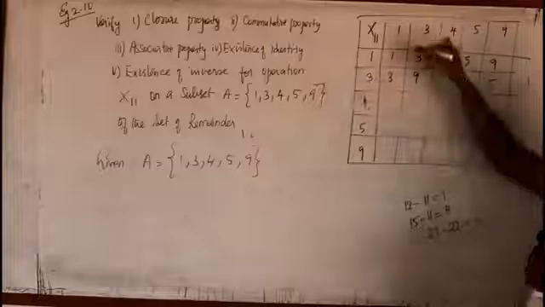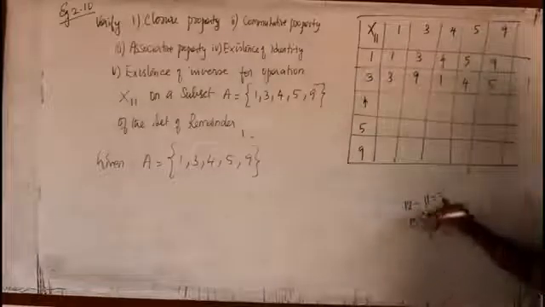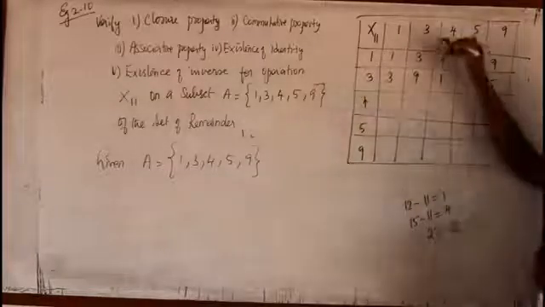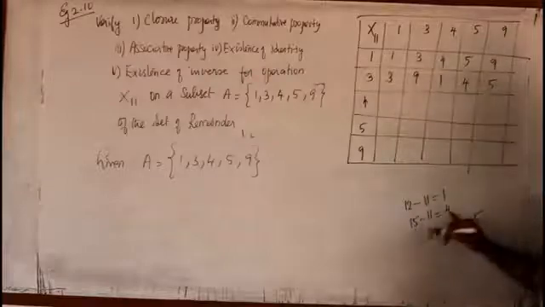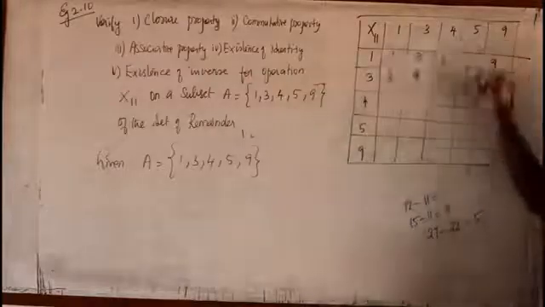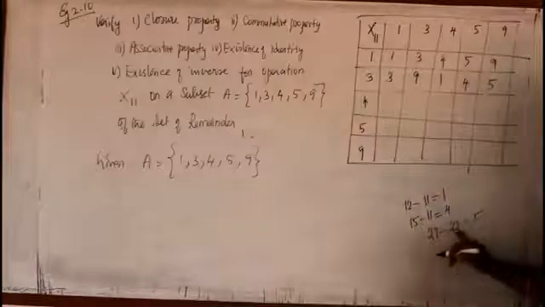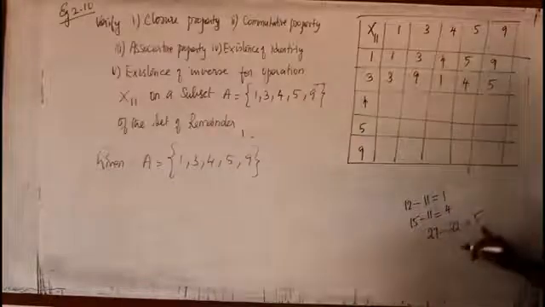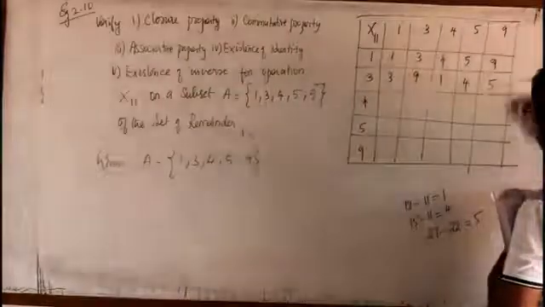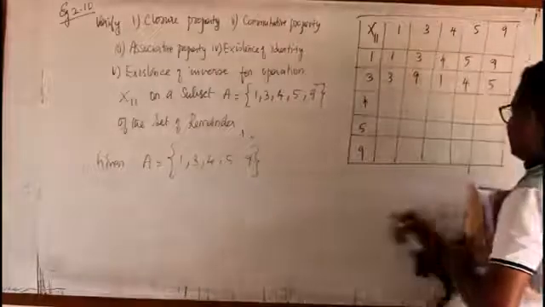When 3 into 4, 12, remove 11, you will get 1. 3 into 5, 15, remove 11, you will get 4. 3 into 9, 27, I can have two 11s in this, that is 22. So remove 22, the remainder will be 5. Similarly, now I hope you will be understanding very well.